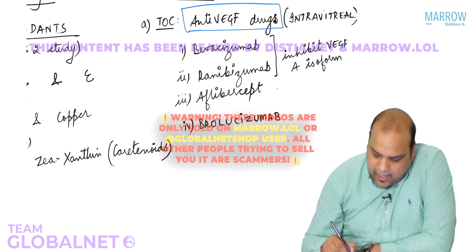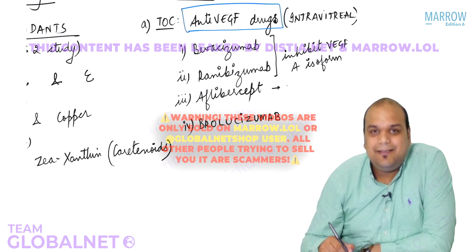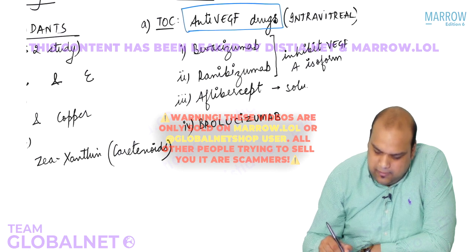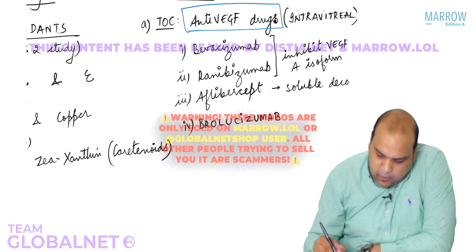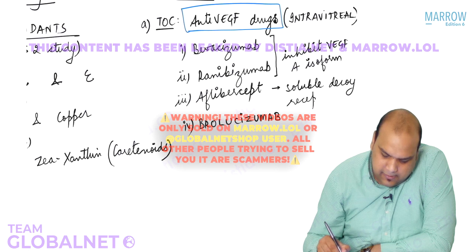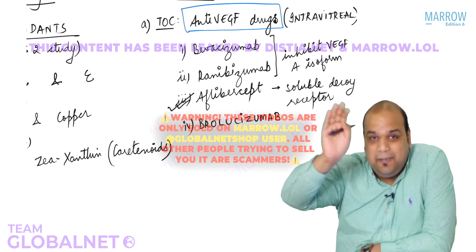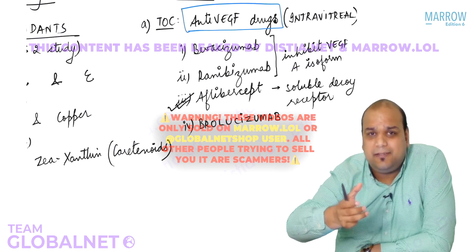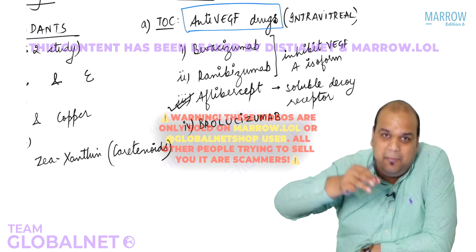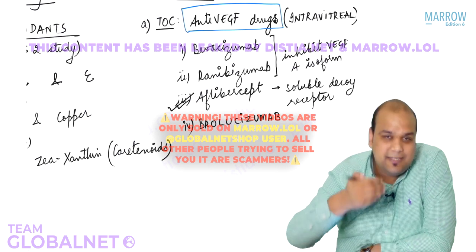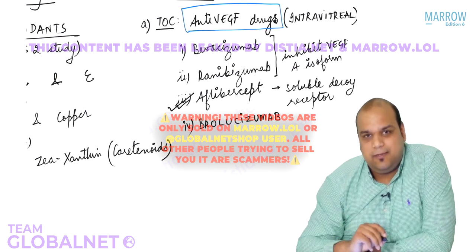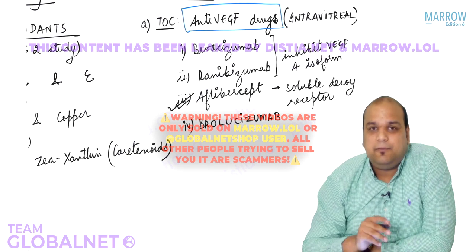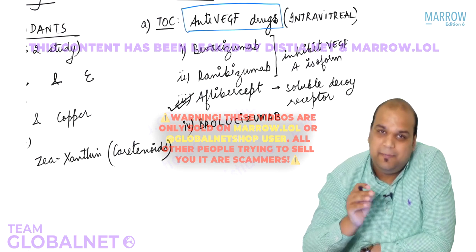Okay. Aflibercept is a soluble decoy receptor. So it is a different mechanism, everybody. It is not inhibiting VEGF secretion as such, but it is forming decoy receptors. Yes. So the VEGF will come and act on those artificial receptors. So thus they will not be able to cause neovascularization. Brolucizumab is one of the smallest molecules ever made for administration.